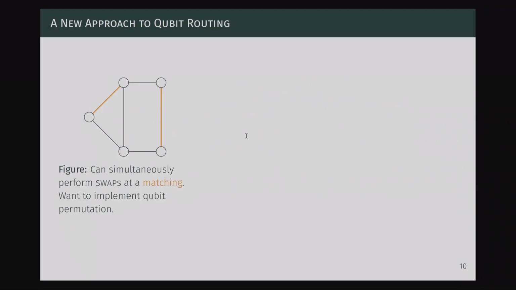And why is that? So let's zoom out a little bit. We are able to simultaneously perform swaps at a matching in the graph, and we want some way to implement a qubit permutation, where the permutation is given. So that's the critical difference with sorting.